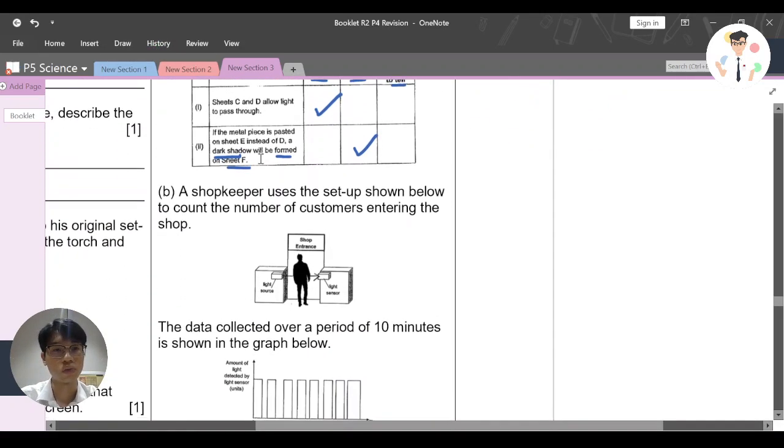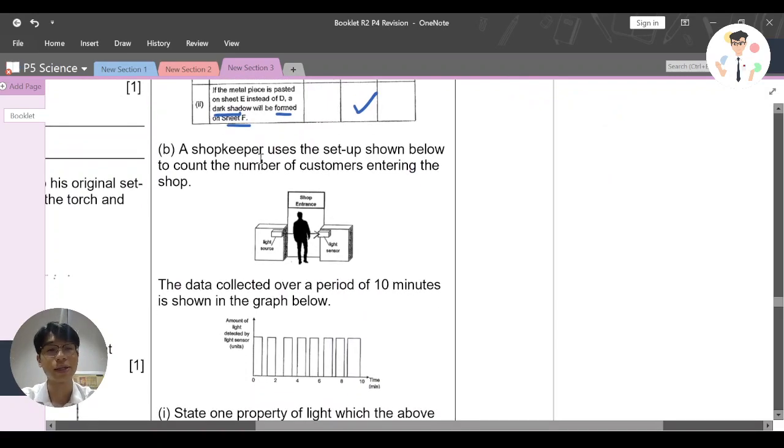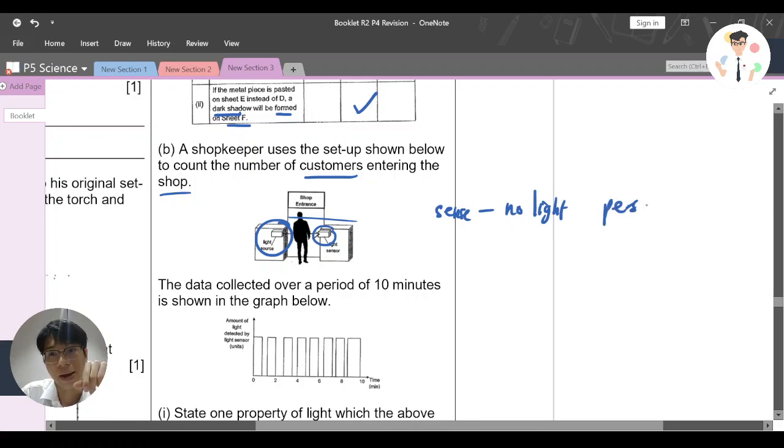Now let's move on to part B. Part B says that a shopkeeper uses the setup shown below to count the number of customers entering the shop. So there's a light source and a light sensor. This one makes light, and the light sensor will detect light. So when a person passes by, I block the light. Then when the light sensor senses that there's no light, it means that there's a person that passed by.